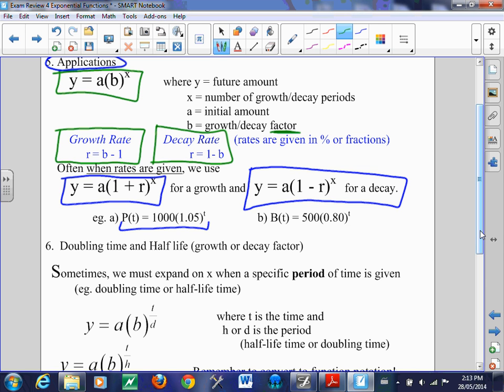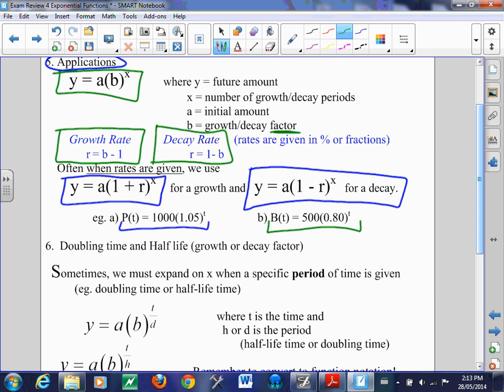Likewise, if I said you had an initial population of 500 people, but you had a decrease in the population of 20%. So 1 subtract 20% is going to be 0.8. So notice the growth factor, or decay factor in this case, is less than 1. That tells you it's a decay.